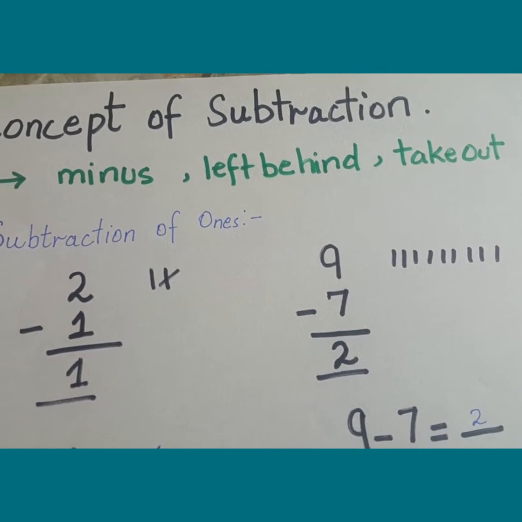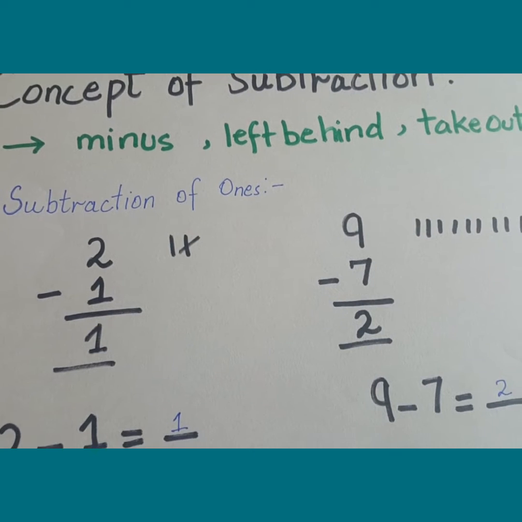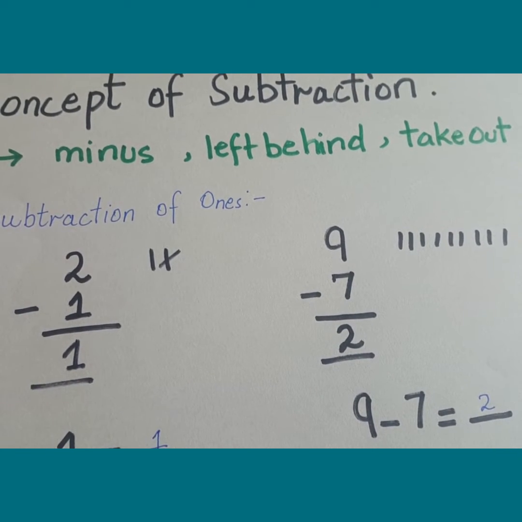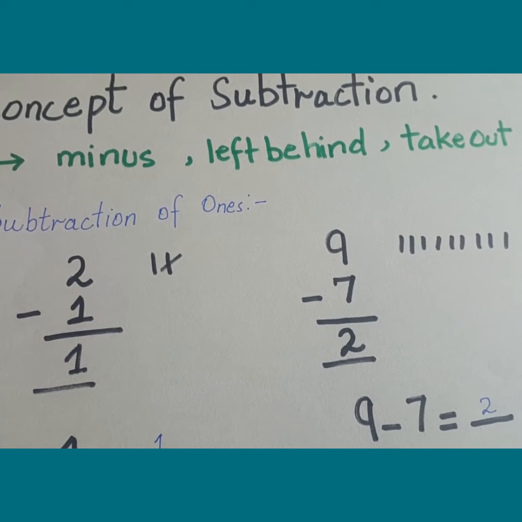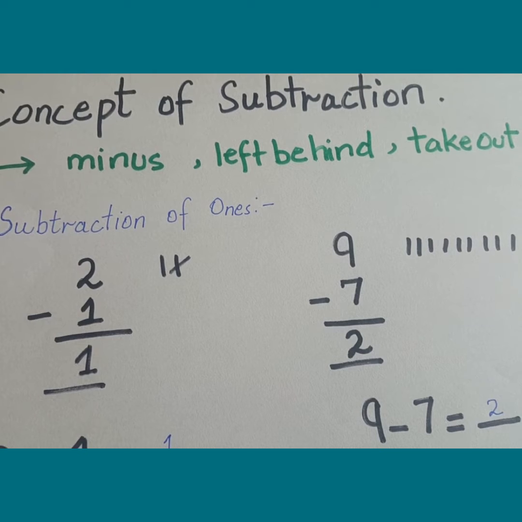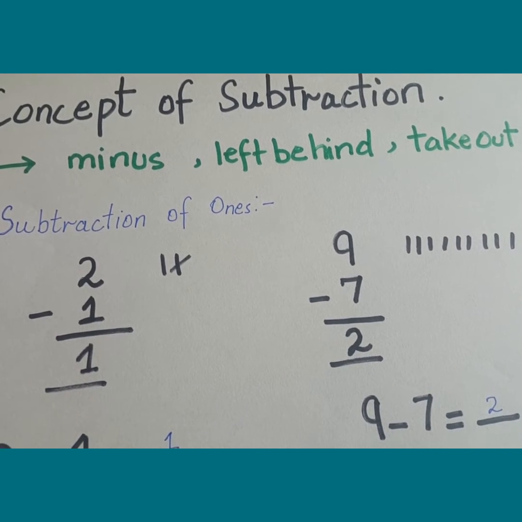Now we start with the subtraction of ones. That is very simple. The first question is 2 minus 1. We make two bars or two lines and we take one out of it. What is left behind? 1 is left behind. So this is the simple way to teach children how to subtract ones.